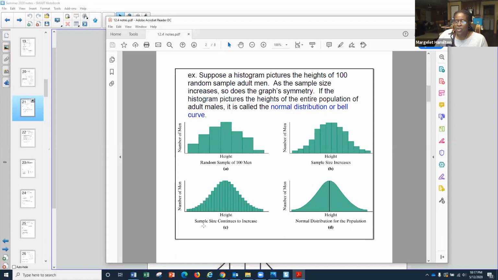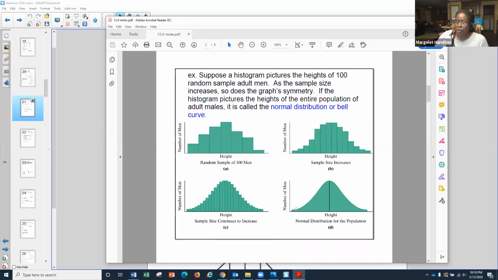We increase the size a little more, right? The sample size continues to increase. Again, it gets a little smaller, a little more even, and a little more what we call normalized, until we get to the entire population of adult males. So we say we talk with everybody and get all their heights, then everything starts smoothing out and becomes symmetric, right? And becomes what we call our normal distribution or our bell curve. That's what we're going to be looking at in this particular section.